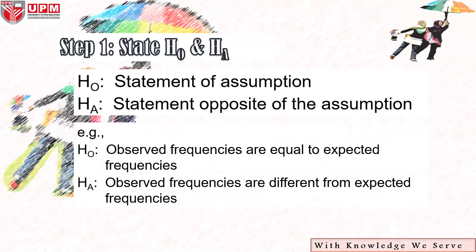Okay, this is the example of a hypothesis for chi-square goodness of fit. The null hypothesis will indicate the statement of assumption, and our research hypothesis will indicate the statement opposite of the assumption. For example, observed frequencies are equal to expected frequencies, meaning there is no difference between the observed and expected. Our research hypothesis stated that observed frequencies are different from expected frequencies. We indicate the differences in reading between both values.